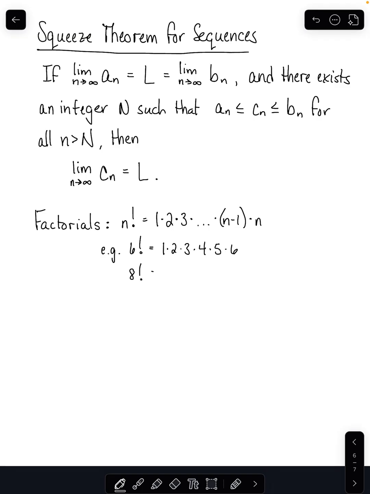8 factorial would be equal to 1 times 2 times 3 times 4 times 5 times 6 times 7 times 8. I think you can see the problem here if we attempted to do this in a continuous fashion. It's bad enough when we have 8 factorial having to multiply all of these numbers together, and yes, it gets quite large.